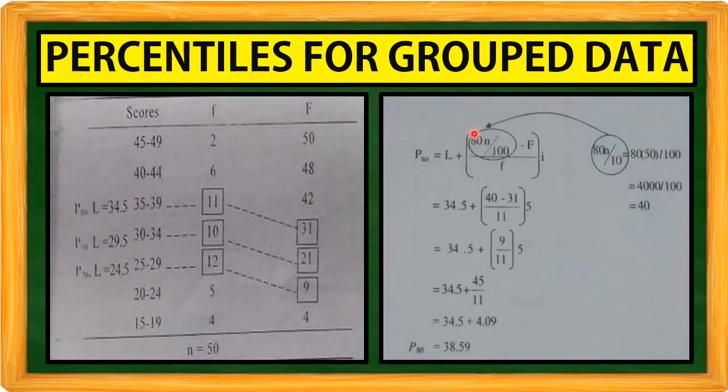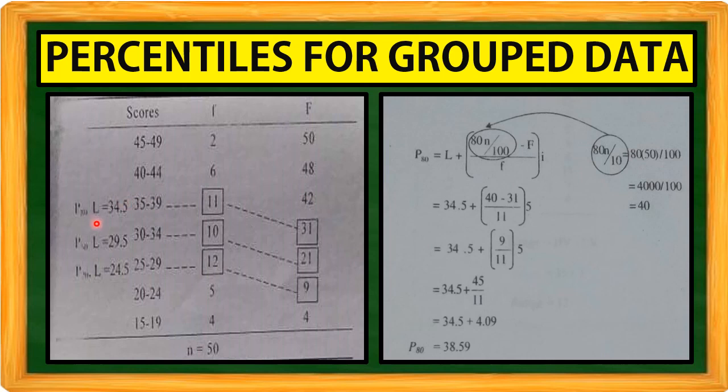Next is percentile 80, or the 80th percentile. The 80n here is just an error; it should be 100. 80n divided by 100 is equal to 80 times 50 divided by 100. 4,000 divided by 100 is equal to 40. Where does the 40 fall? It is here. So this is what we will use as the lower limit, because the 40 is here.